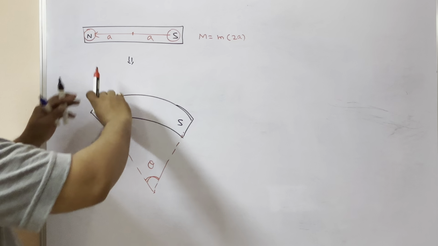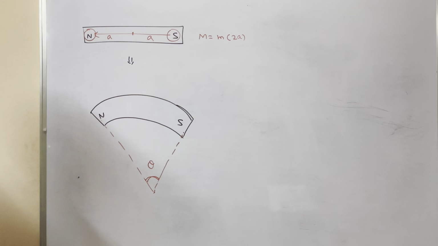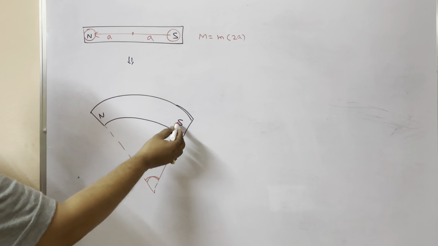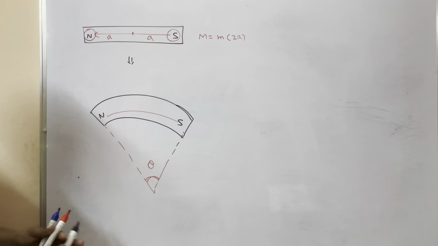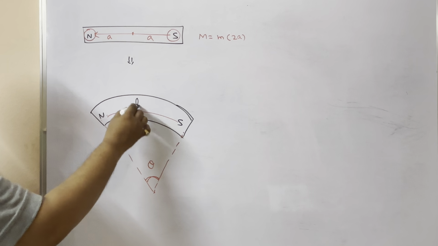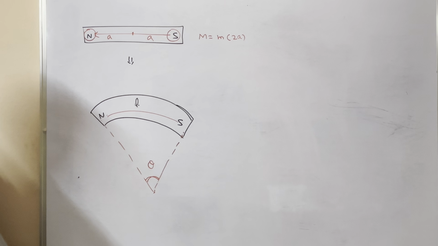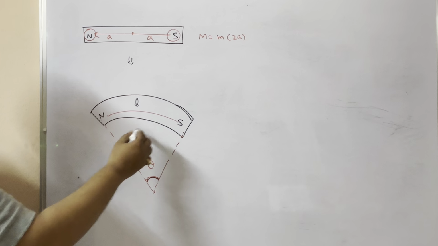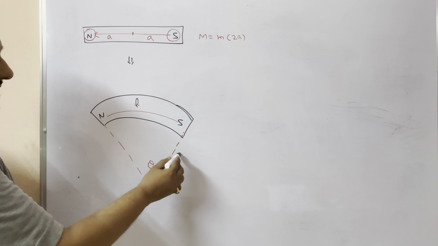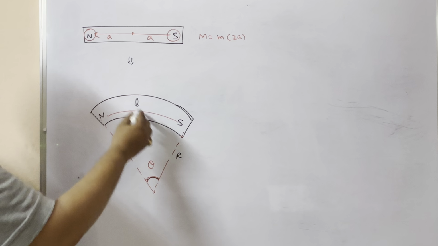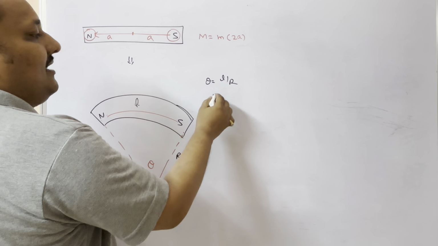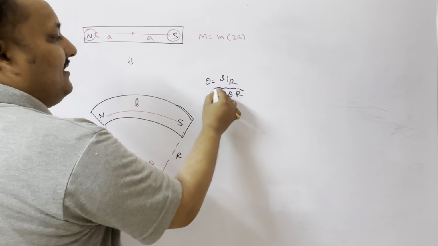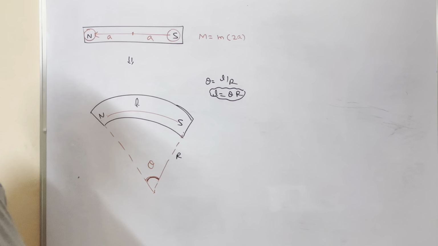Now we are bending this magnet into arc shape like this. Now, what is the new magnetic moment of this? How are we going to calculate? Now, what is the length of this? L is going to be, and theta, and this is going to be radius r. Arc length is radius times theta. We came to know theta is equal to L by R. L is going to be theta R.